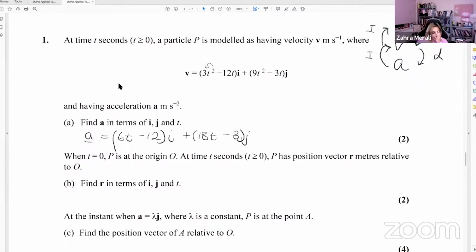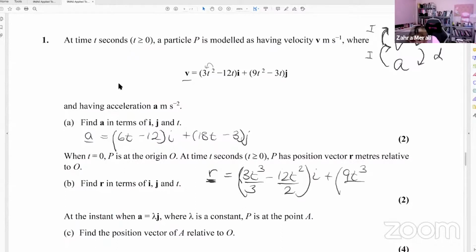So we've got acceleration. And now it says when t equals 0, p is at the origin. That's quite nice because that's like your plus c. And you want to find r in terms of i, j, and t. So we've got v. We want to go to s or r, so we're going to integrate. So r equals, and we're going to get 3t cubed over 3 minus 12t squared over 2, i, plus 9t cubed, add 1 to the power, divide by the new power, over 2, j, plus c.